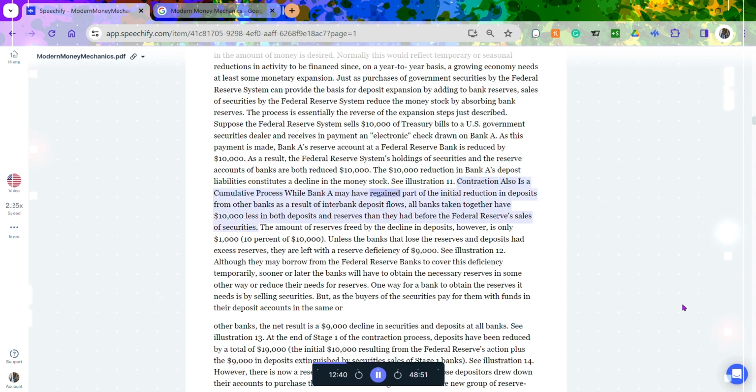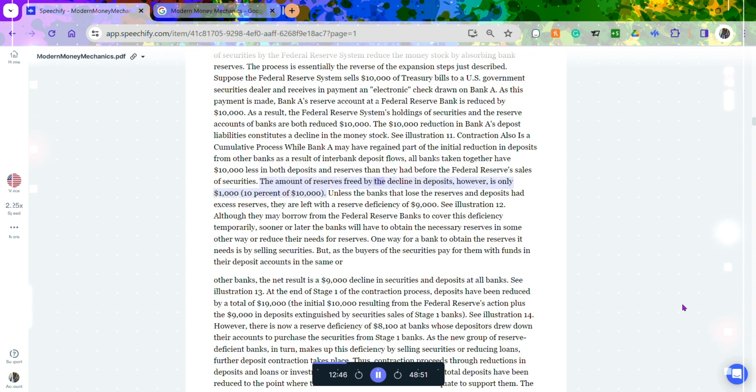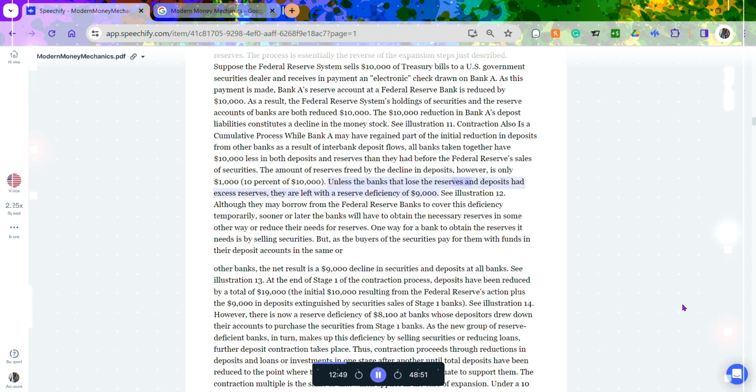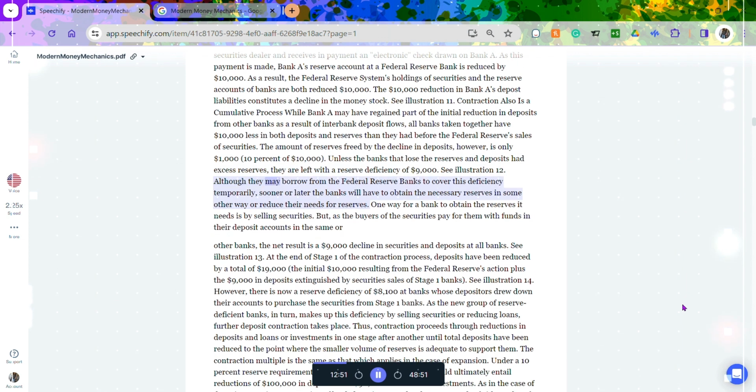Contraction also is a cumulative process. While Bank A may have regained part of the initial reduction in deposits from other banks as a result of interbank deposit flows, all banks taken together have $10,000 less in both deposits and reserves than they had before the Federal Reserve sales of securities. The amount of reserves freed by the decline in deposits, however, is only $1,000, 10% of $10,000. Unless the banks that lose the reserves and deposits had excess reserves, they are left with a reserve deficiency of $9,000. See illustration 12. Although they may borrow from the Federal Reserve banks to cover this deficiency temporarily, sooner or later the banks will have to obtain the necessary reserves in some other way or reduce their needs for reserves.